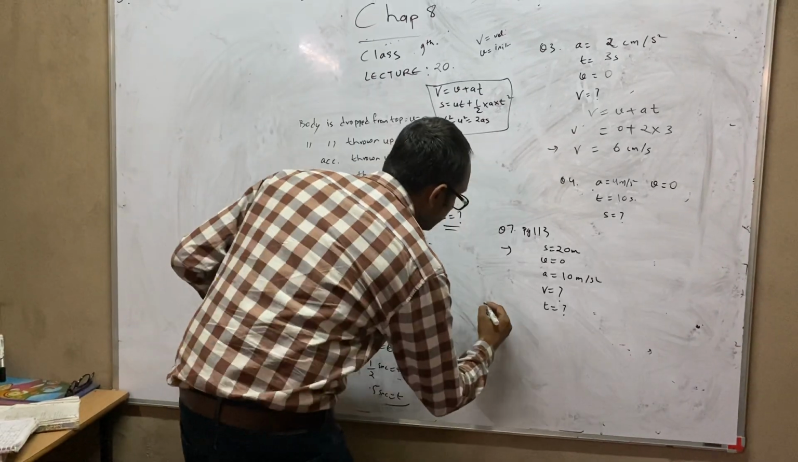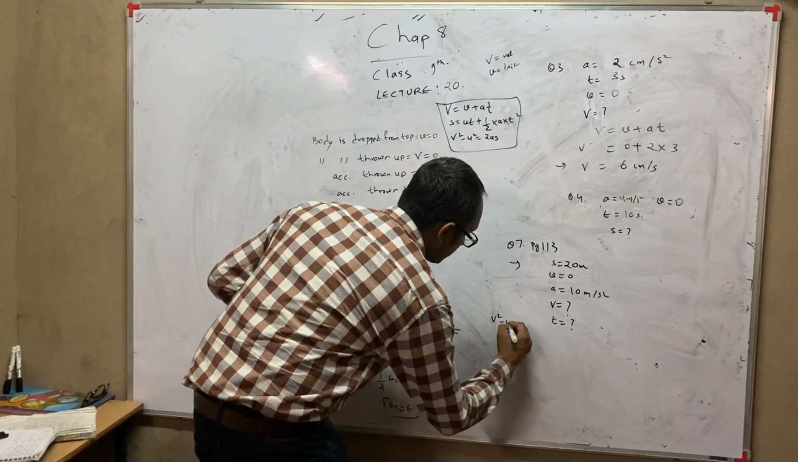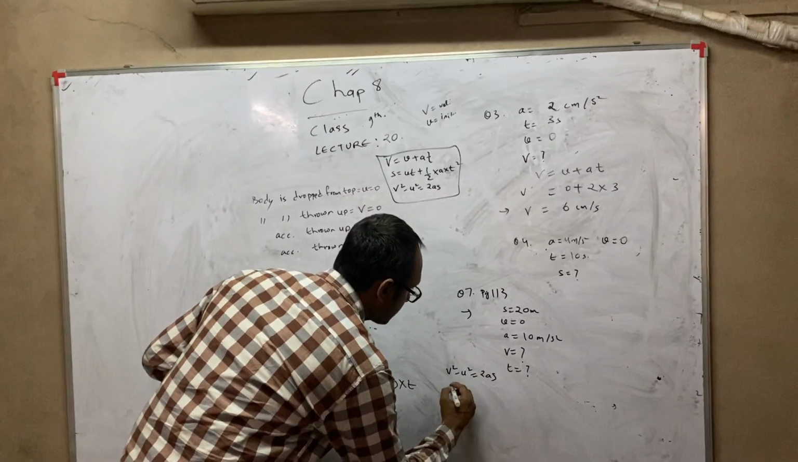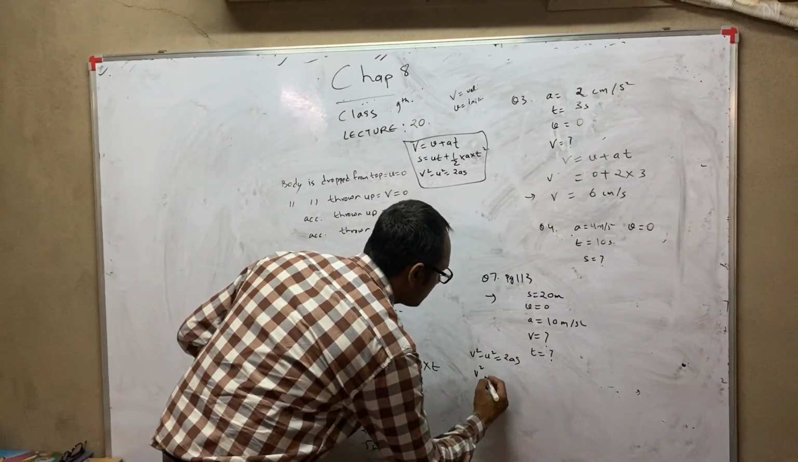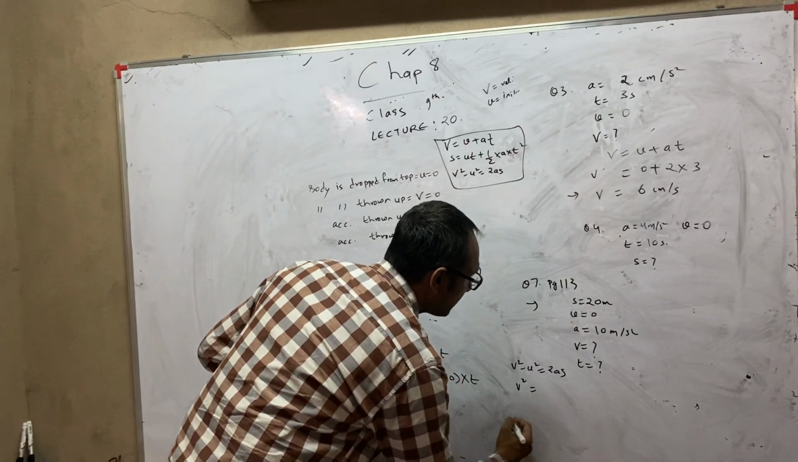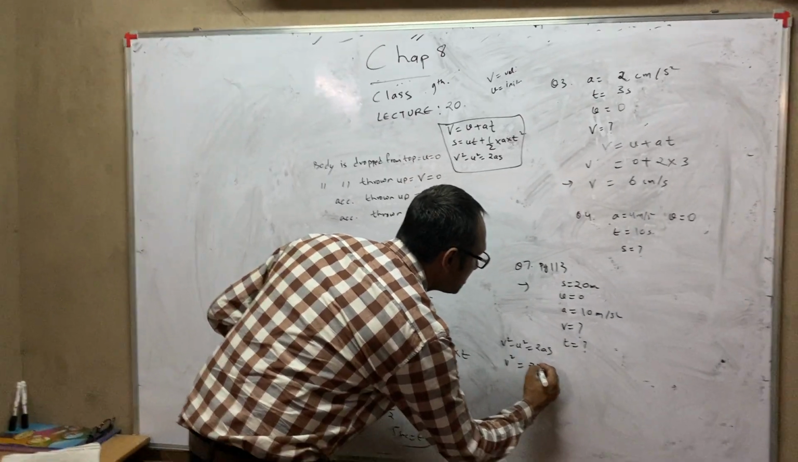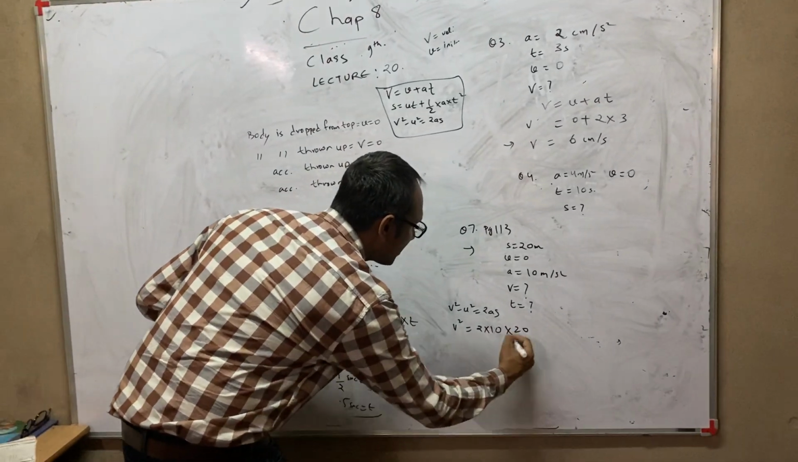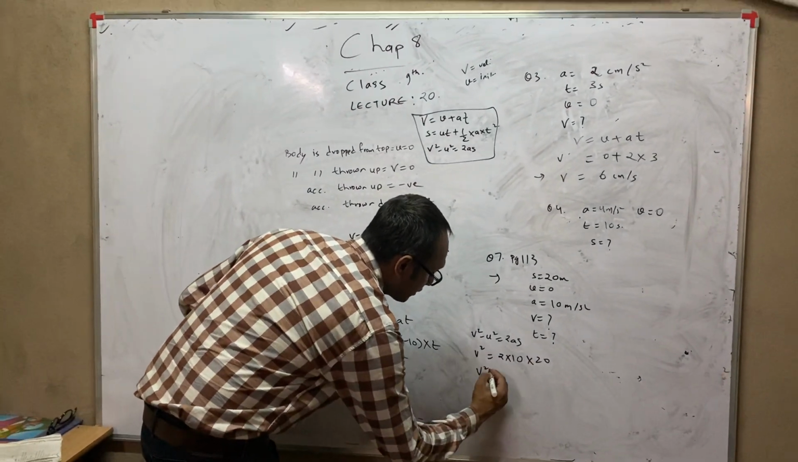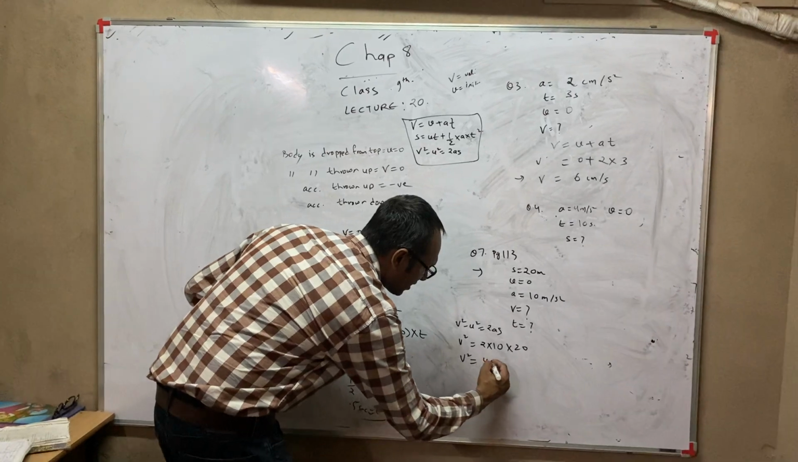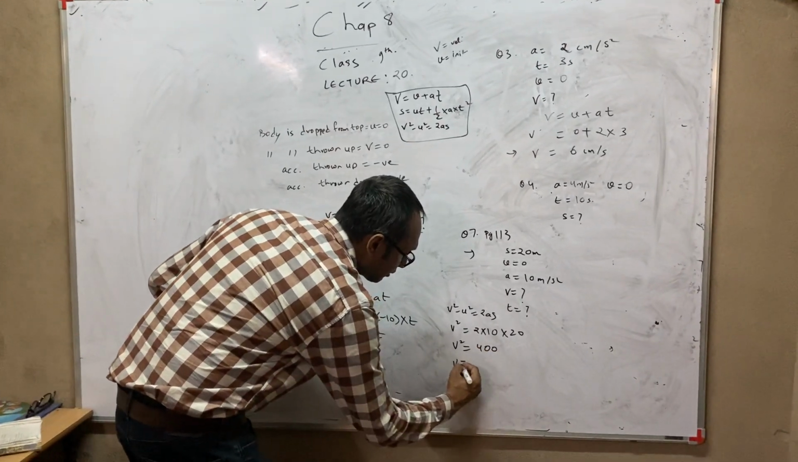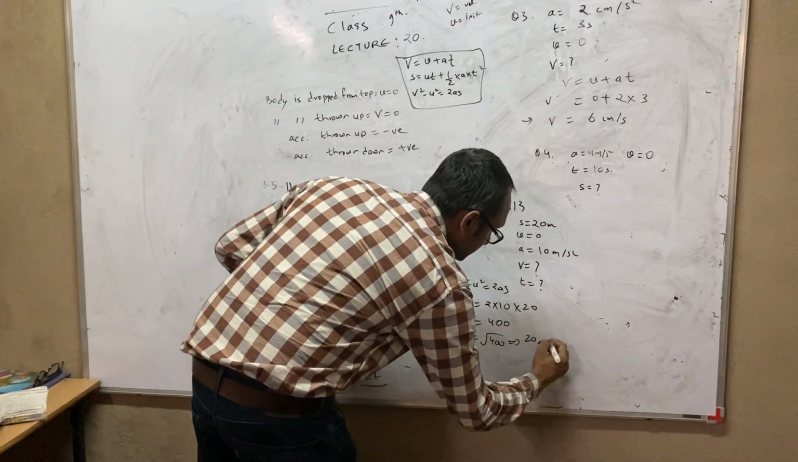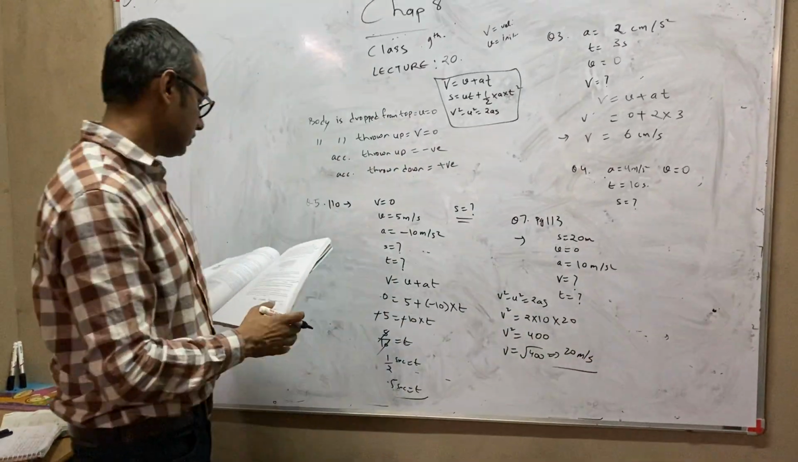So I will use this formula, v square minus u square is equal to 2as. V is not given, so v square, u is 0, and this is 2 into 10 into 20. So v square is equal to 20 into 400. Then root of 400 will be, you know what, 20 meters per second. So you got the velocity.